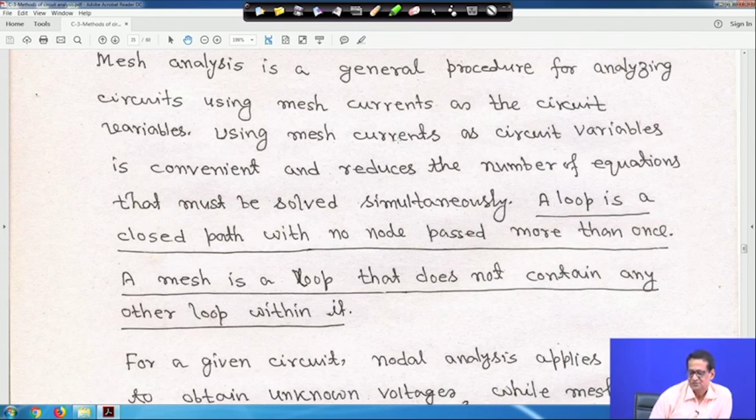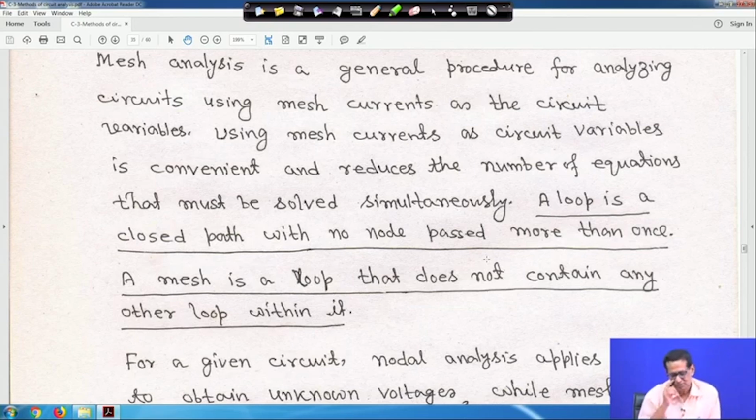simultaneously. So, a loop is a closed path with no node passed through more than once. I have underlined this. A mesh is a loop that does not contain any other loop within it, right. Later I will tell you what the loop is. Sometimes loosely we say mesh and loop, but there is a slight difference, right. A mesh itself is a single loop, but in a loop there may be other loops also. Later we will see that.